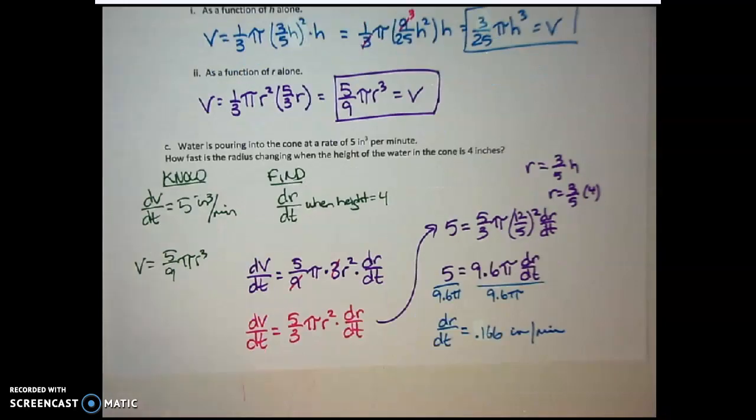So plugging in everything we know, keeping that pi until the very end if possible, so we are rounding our decimals as late as possible in the problem, we get that dr/dt, the rate of change of the radius, is 0.166 inches per minute. All right, I hope this isn't too confusing. Come to class with questions if it is.